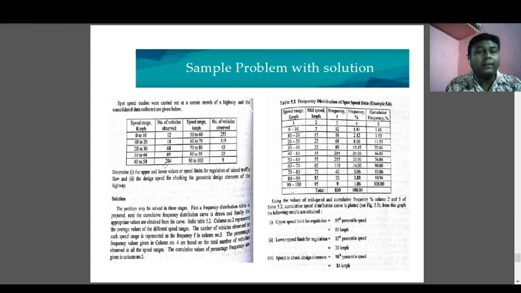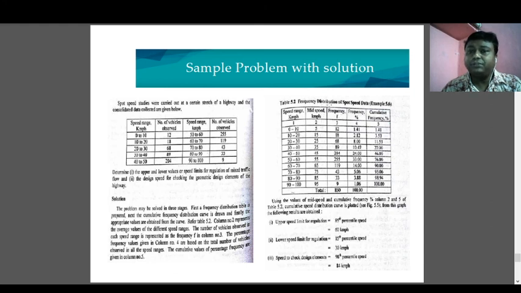Keep in mind, they will not directly ask you for the 85th percentile or the 15th percentile. They may ask for a higher speed limit and a lower speed limit. So remember that higher means the 85th percentile, lower means the 15th percentile, and the design speed means the 98th percentile as per the IRC guideline. Now we move directly to this frequency distribution table.